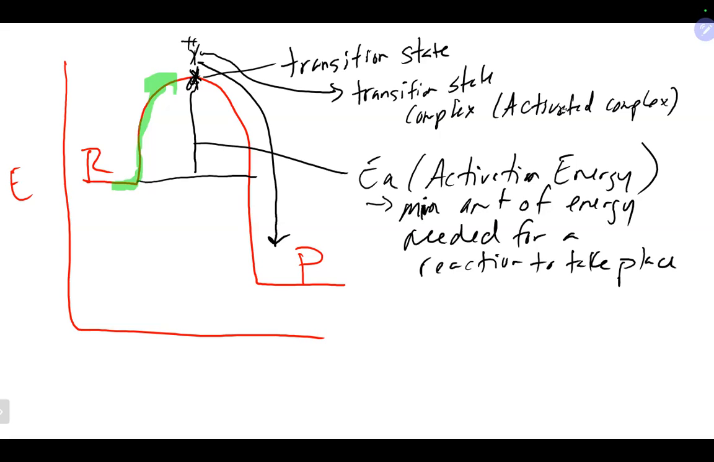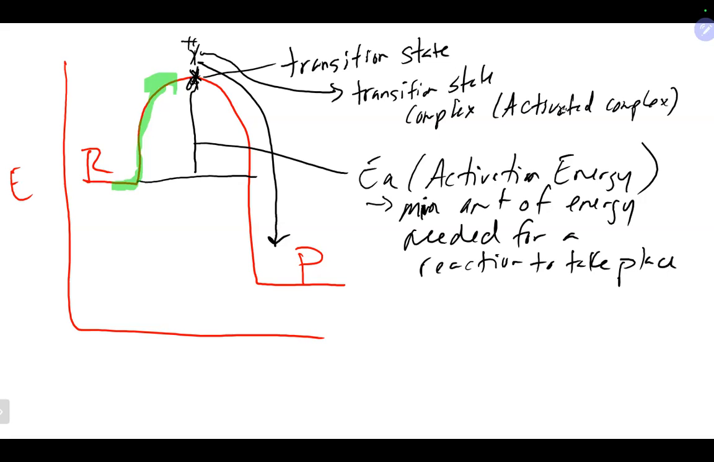Not all collisions are successful. It depends on whether I hit you in the right spot or with the right amount of energy. So just having two things run into each other doesn't necessarily mean you are going to make products. They have to have this minimum amount of energy, and they also need to hit each other in the right orientation. You could think of the activation energy as essentially the hill that the reactants have to climb to get to the other side to make products.